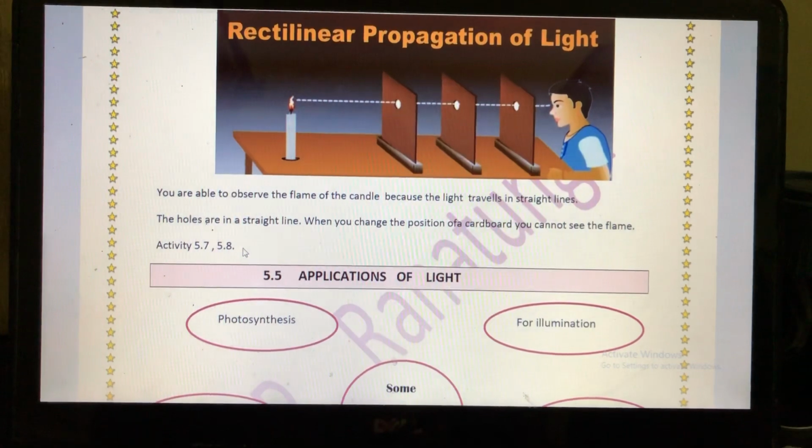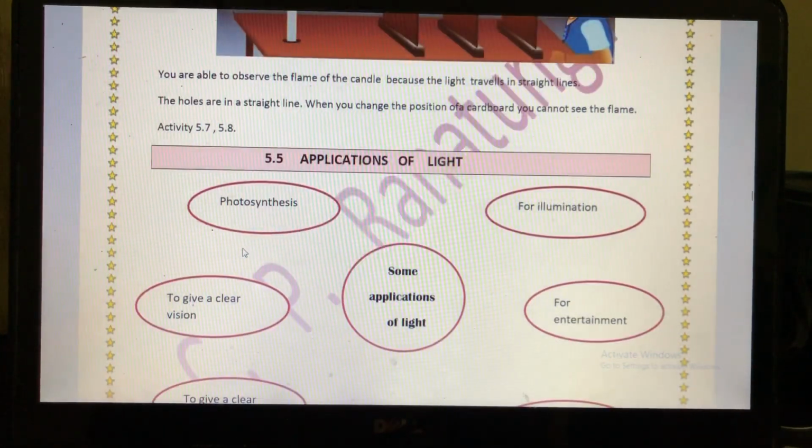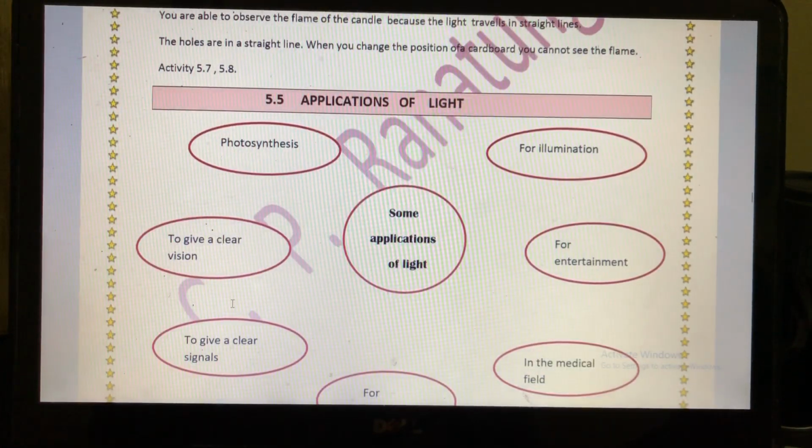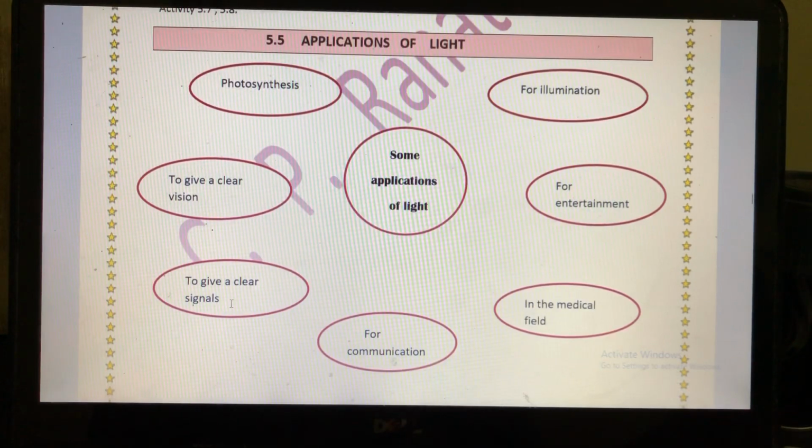Now we are going to discuss 5.5 applications of light. Here are some examples. Some applications of light: photosynthesis, to give a clear vision, to give signals, for communication, in the medical field, for entertainment, for illumination.